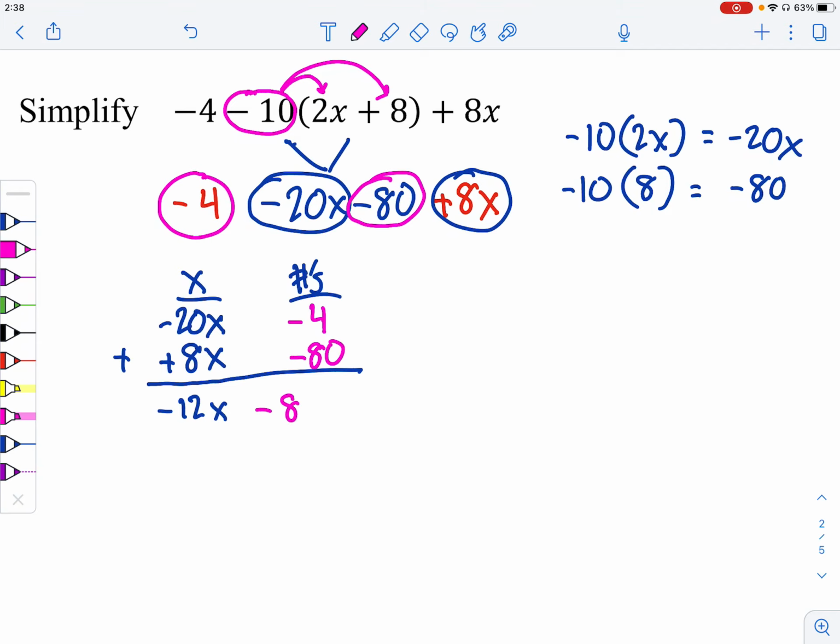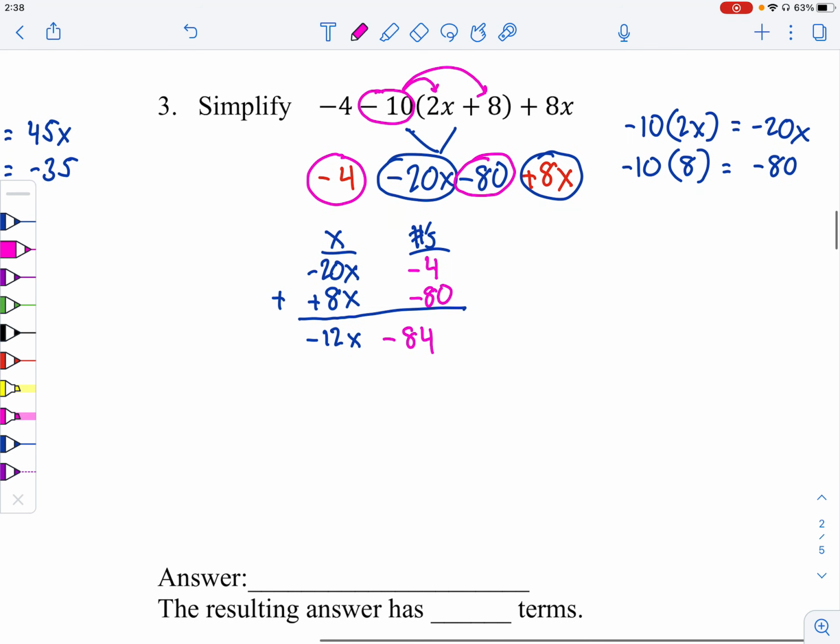Use that color, negative 84. Right there, and that's our answer. Right there. So negative 12x minus 84. And the resulting answer has two terms.